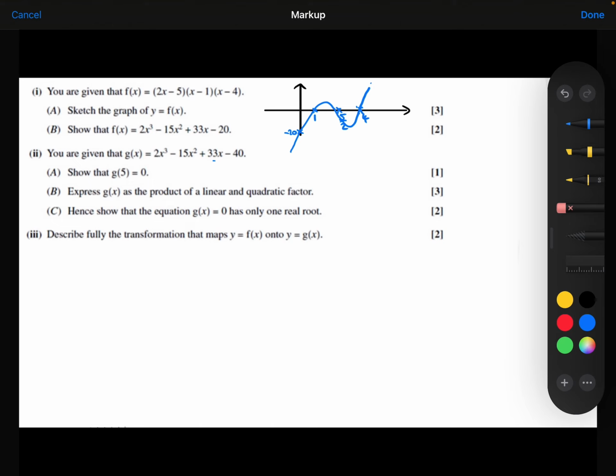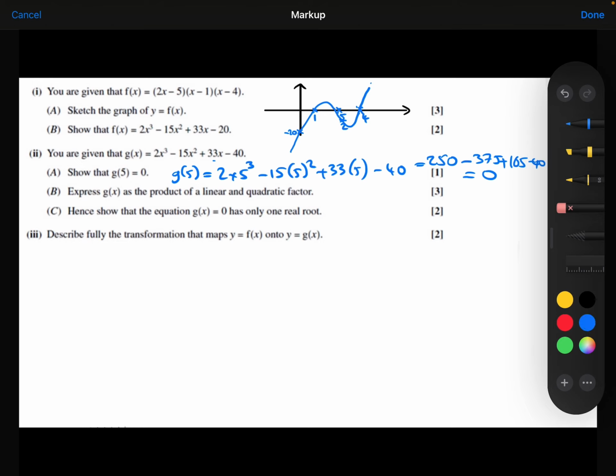Right, part A, we need to show that g of 5 is equal to 0. So let's substitute 5 into our function. g of 5 equals 2 times 5 cubed minus 15 times 5 squared plus 33 times 5 minus 40, which gives 250 minus 375 plus 165 minus 40, which does, in fact, equal 0.